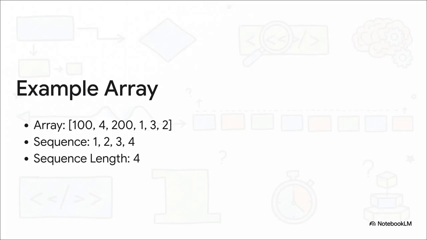Let's ground that in some concrete numbers. Look at this example array: 100, 4, 200, 1, 3, 2. I mean, it looks like a random mess, right? But if you look closely, you can form a sequence of 1, 2, 3, and 4. Now, you can't pick a 5 because it's just not in the array. We have 100, but no 101 or 102. So the longest continuous chain we can possibly build from this specific array is exactly 4 numbers long. And our goal? Return that number, 4.